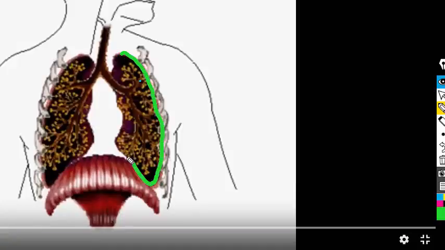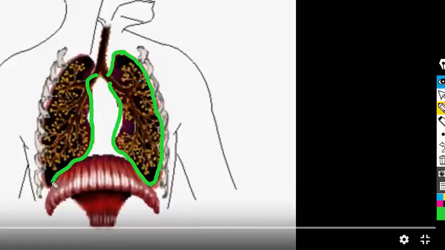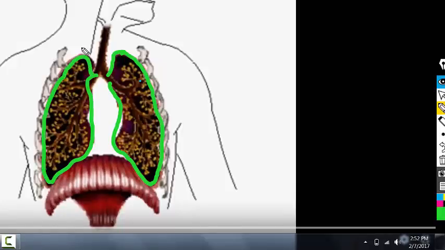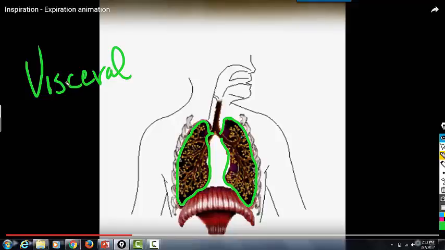So the lungs have this thin covering, kind of like saran wrap, that covers each lung individually. The right and left lung have their own saran wrap, and that's referred to as the visceral pleura. Visceral, guts.